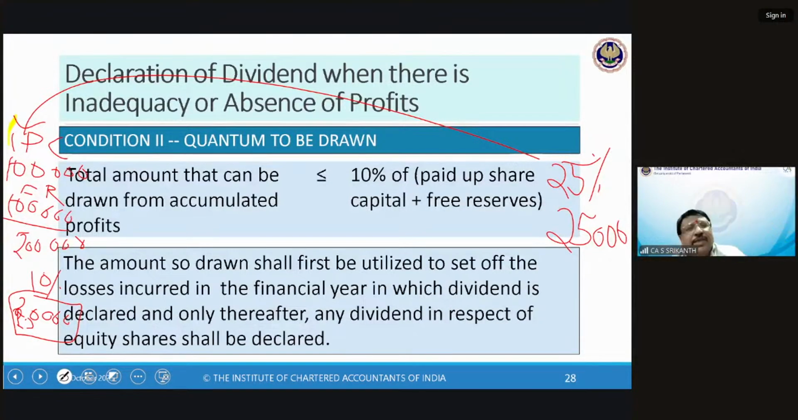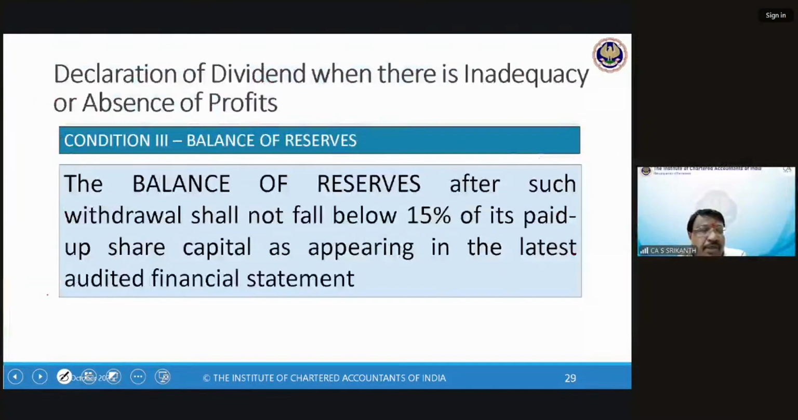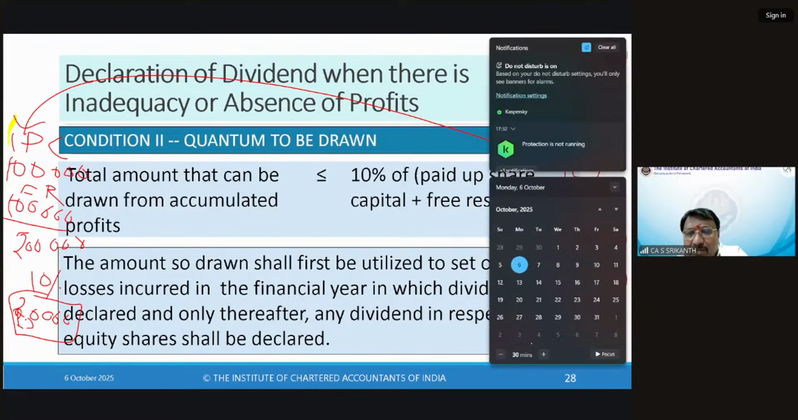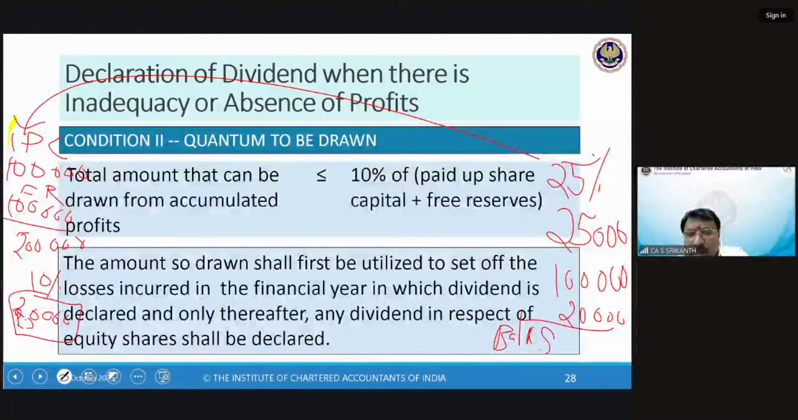We'll explain with one more example. Don't worry. Now comes the third point, which is balance of reserves. How much dividend can I pay? 20,000. After payment of 20,000, what will be my free reserve? So 1 lakh minus 20,000, the balance of reserve will be 80,000.